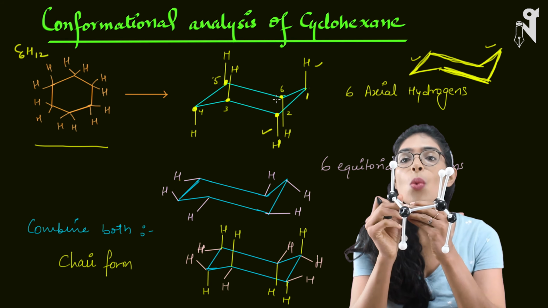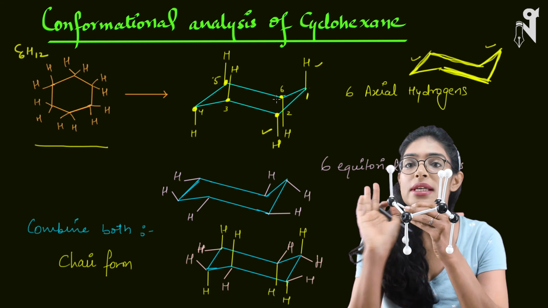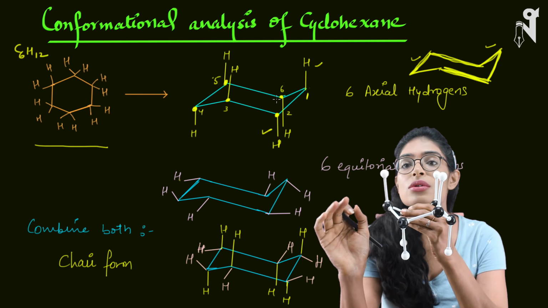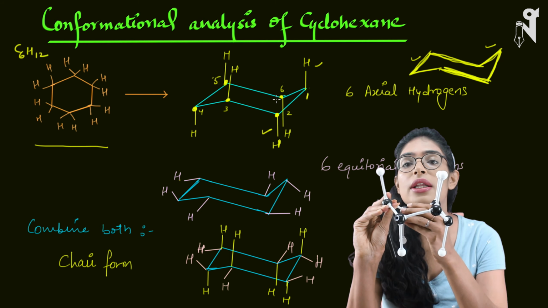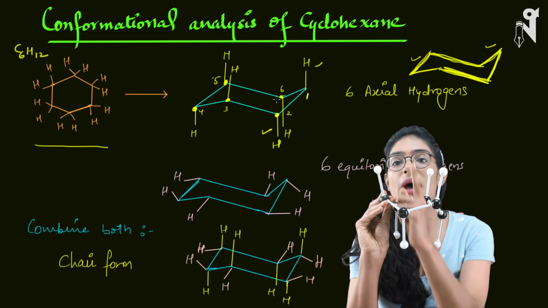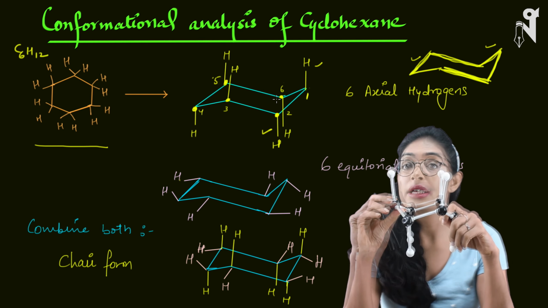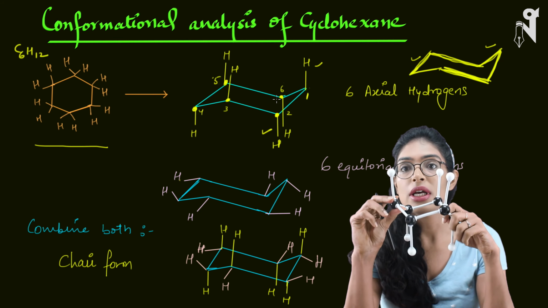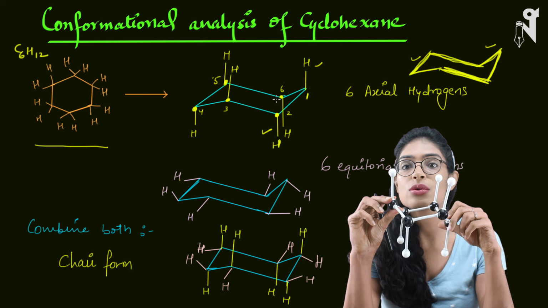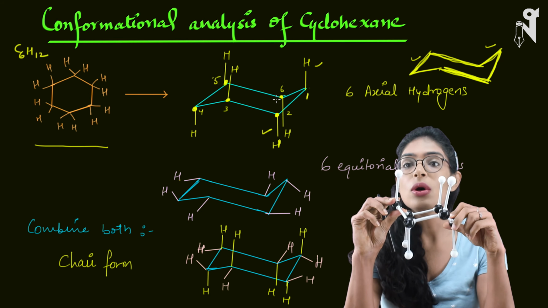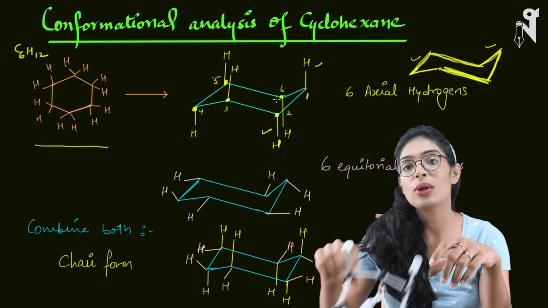Okay, so this is 1. We are done with placing 6 hydrogens. These 6 hydrogens are axial hydrogens, which are in the parallel axis going through the center of the molecule also. That axis is the vertical axis. So that's how exactly these 6 hydrogens will be placed. Now let's see how the next 6 will be placed.